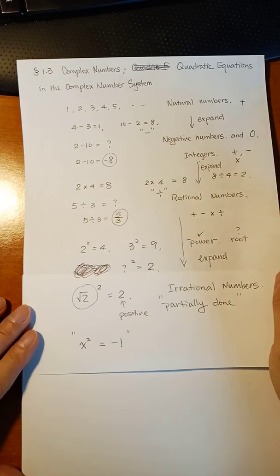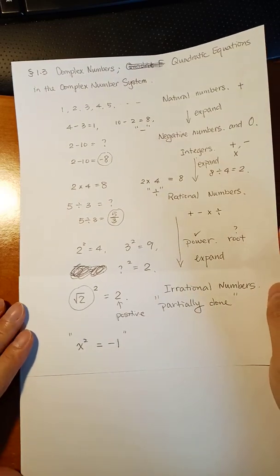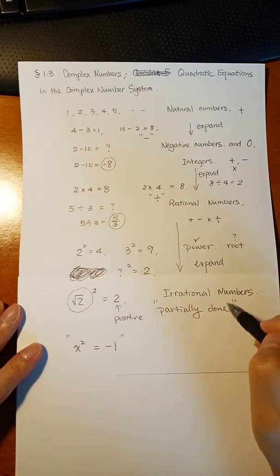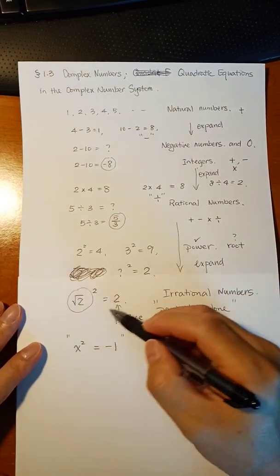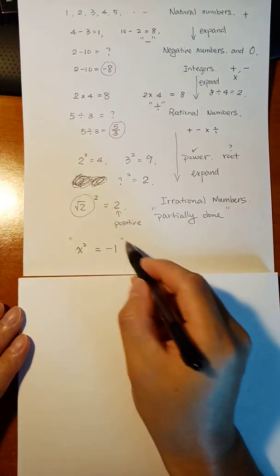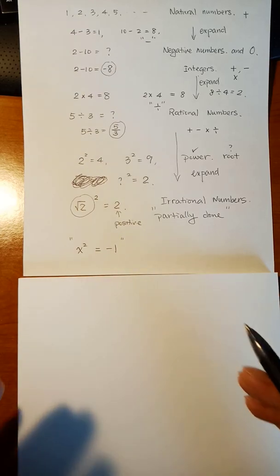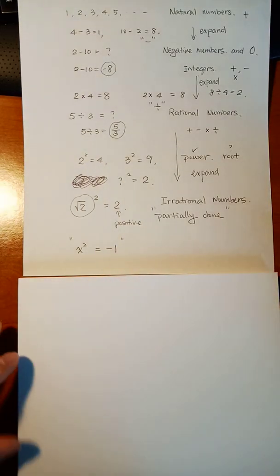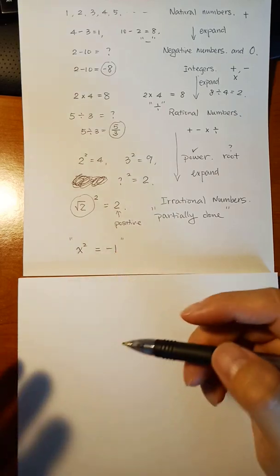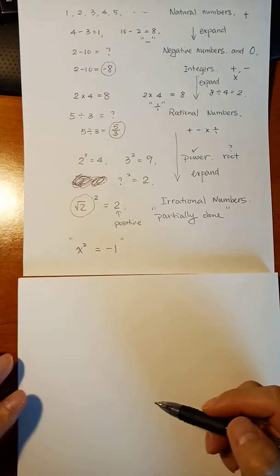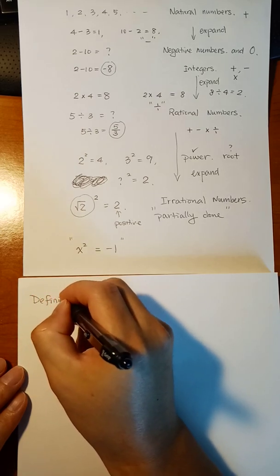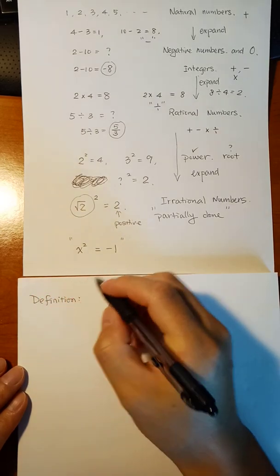X squared is equal to -1. What is x? This x is not a rational number. It is not an irrational number. Okay, so in order to answer this one, we need to continue the expansion of a number system. We are going to give a new symbol for this equation. That's our starting point of the complex numbers.